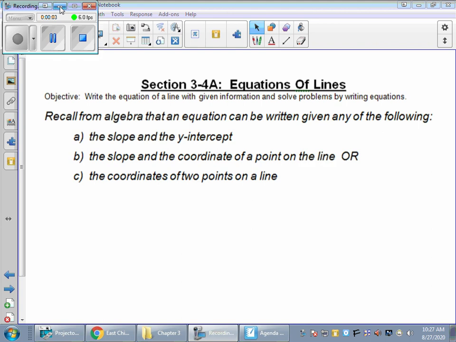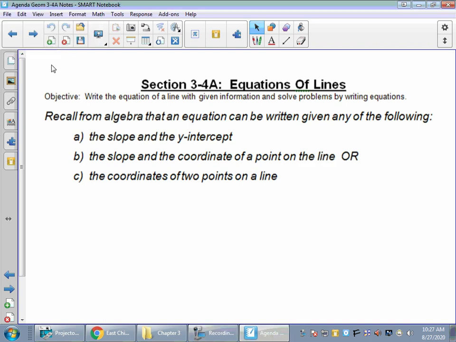Okay, we are back here, geometry section 3-4A. So it's another one we've kind of separated into two different sections, 3-4A and 3-4B. This one is on equations of lines, and our big objective here is to write the equation of a line with the given information and solve problems by writing these equations. So we're going to move back and forth between a couple different equations and solve problems that way.